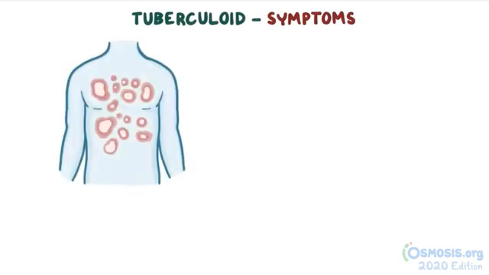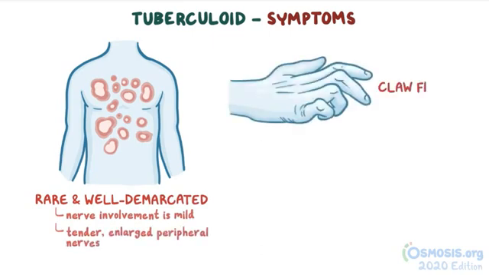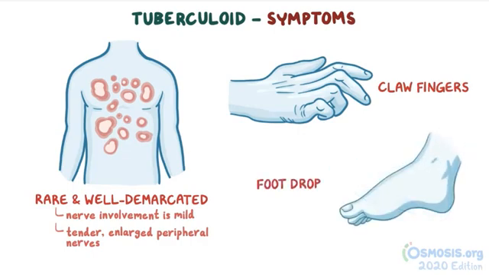With the tuberculoid form, on the other hand, there are hypopigmented or reddish patches on the skin, which are rare and well demarcated, and nerve involvement is usually mild, but there can be tender, enlarged peripheral nerves. In late stages, there's weakness of the hands with claw fingers, and foot drop, which is the inability to lift the front of the foot. On the bright side, though, no fingers are falling off.